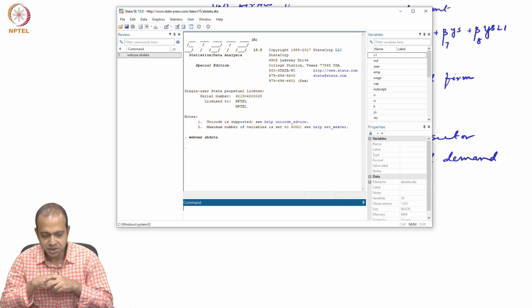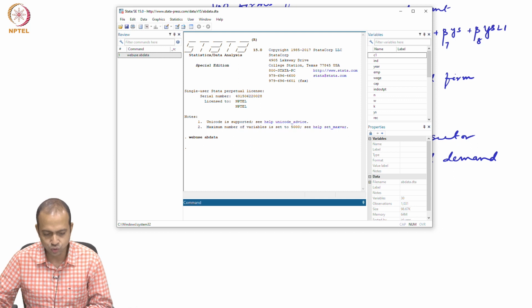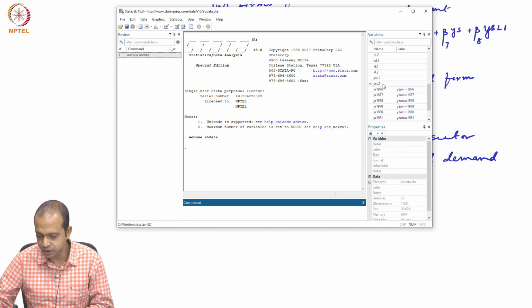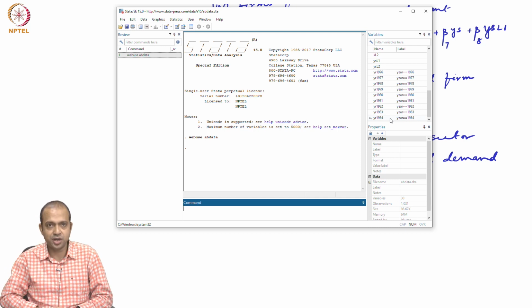So, when you are using Stata, if it is a licensed version, and if you use AB data, then the data will be automatically installed, and then you can always see the data also. You see all the variables are included here, right. So, individual, year, employment, wage, capital, industrial output, everything is included here. And I have 1976 to 1984. So, this is 9 years of data we have.